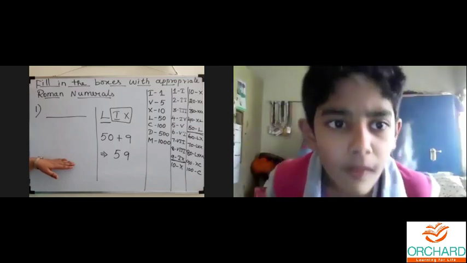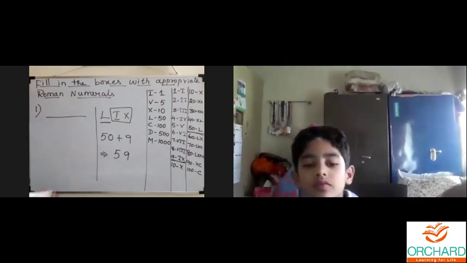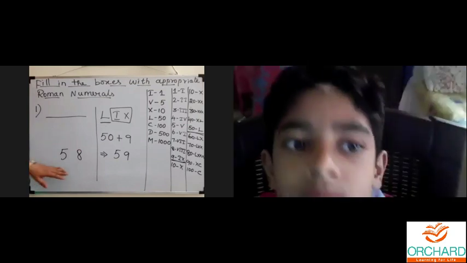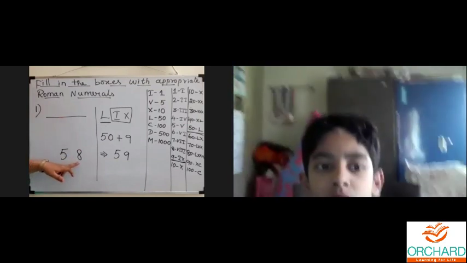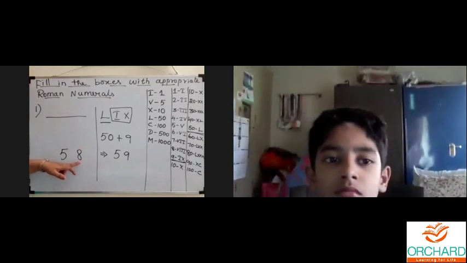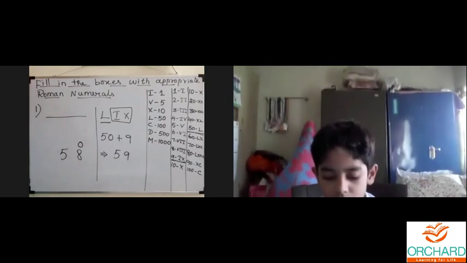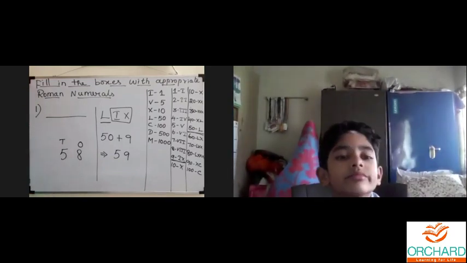Predecessor means before value. What is the before value of 59? Very good, Shruti. The before value of 59 is 58. So how we can express this in Roman numeral? Write the place value for the given number. Very good, very good. 8 stands in the place of 1. 5 in the place of 10.